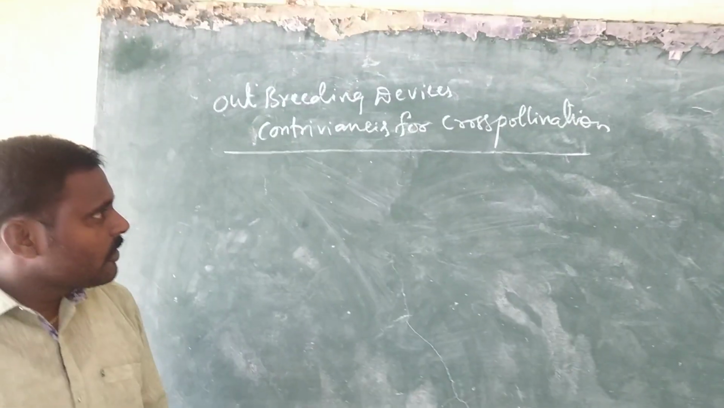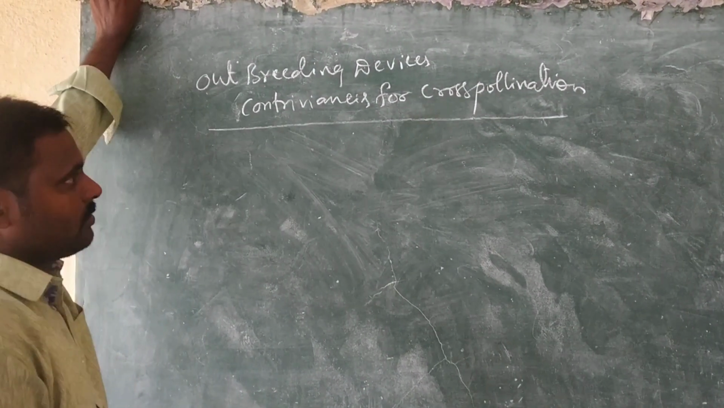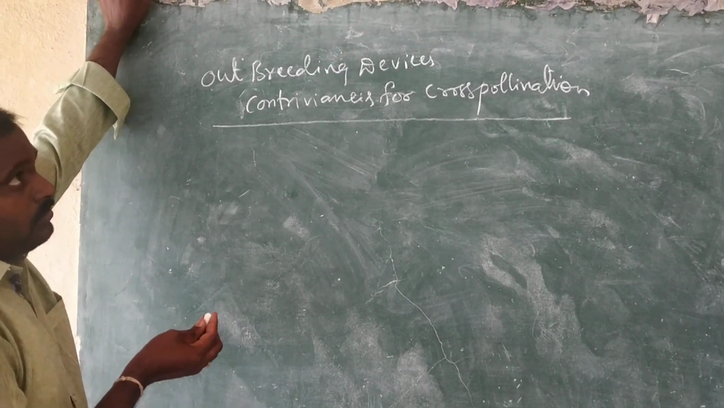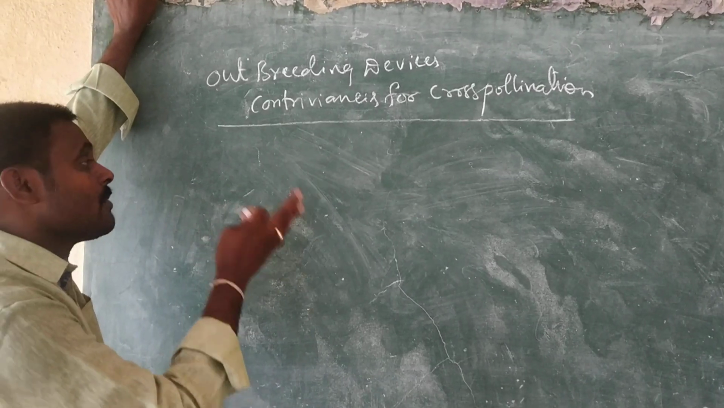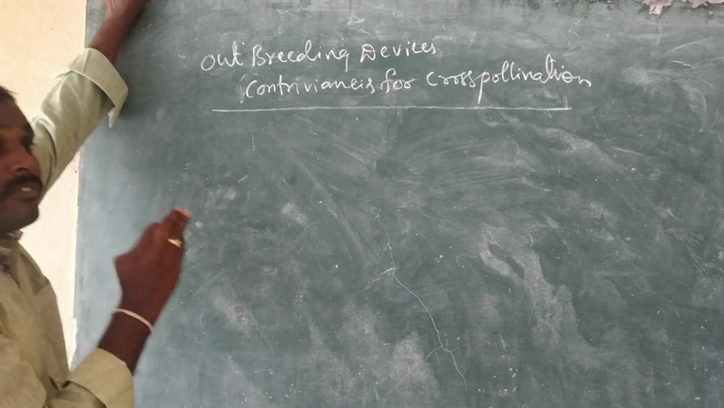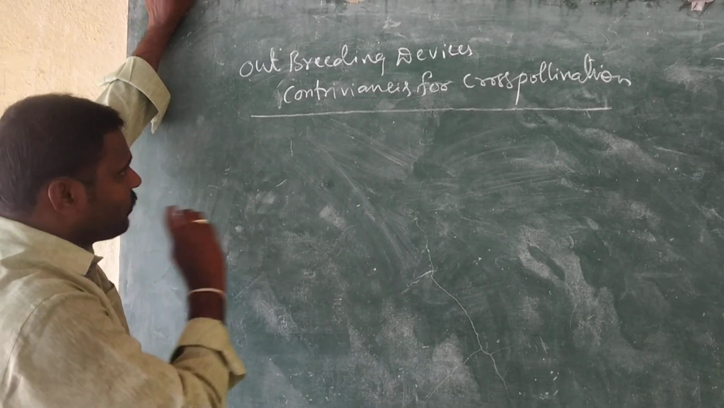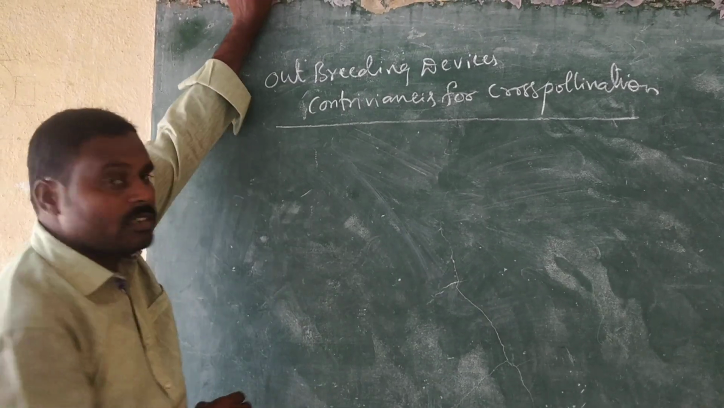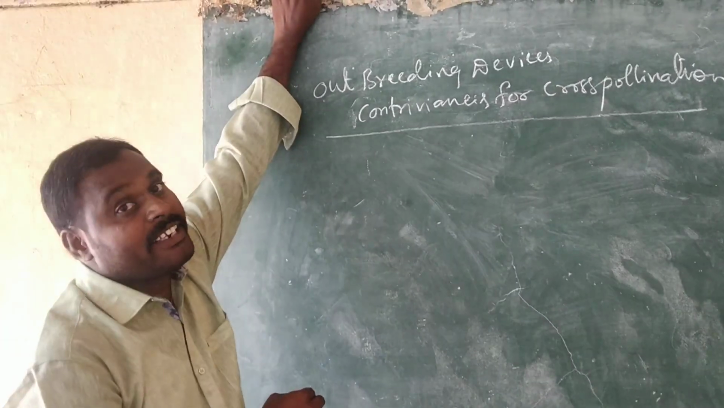The majority of the flowering plants produce hermaphrodite flowers, or bisexual flowers, so whatever pollen grains are released from the flower may reach the stigma of the same flower. For avoiding this condition, outbreeding devices are contrivances for cross pollination.